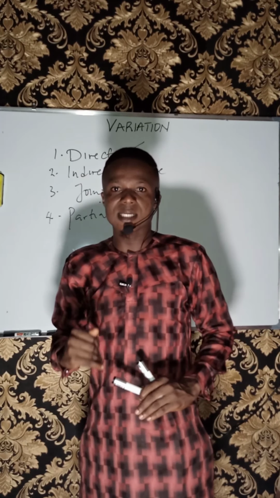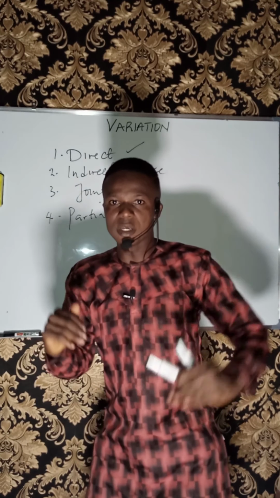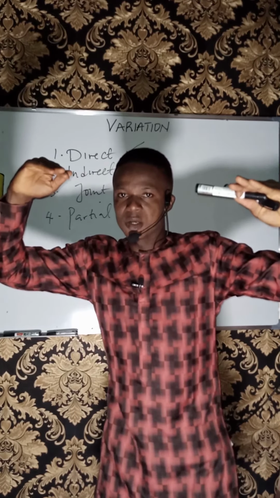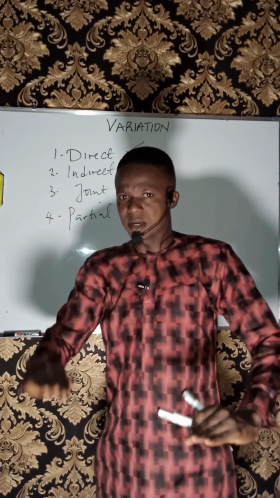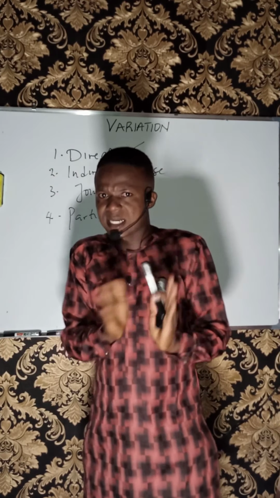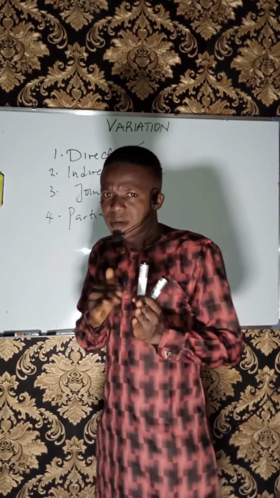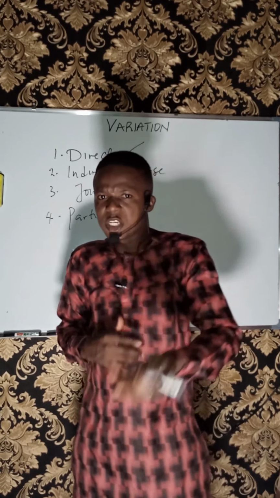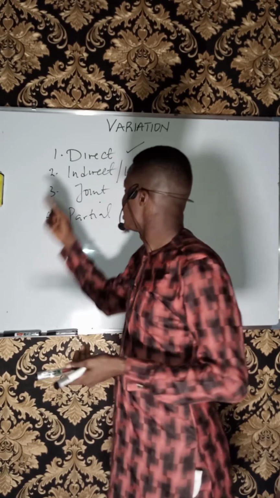You can now see that they go hand in hand. Once you increase one, the other one will increase. Once you decrease one, the other one will decrease. If these things I'm talking about take place, you now know that the relationship existing between the two or more quantities you are talking about is direct.